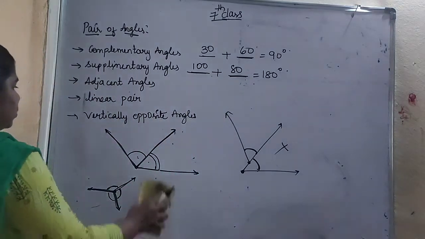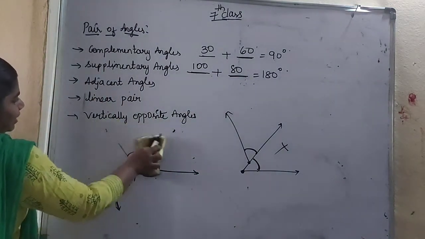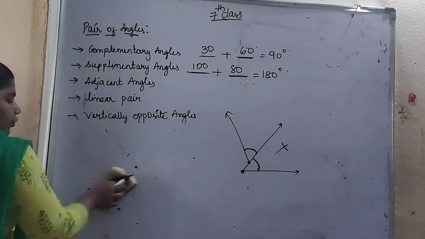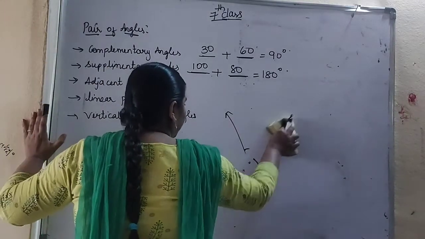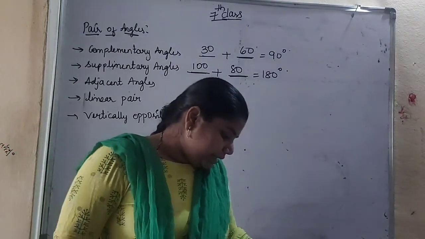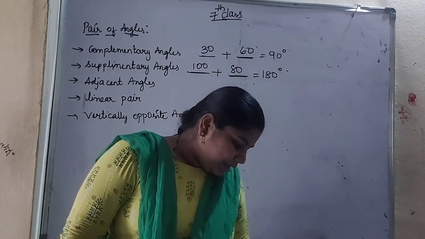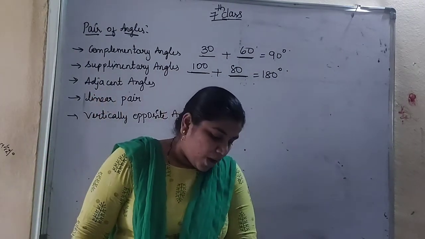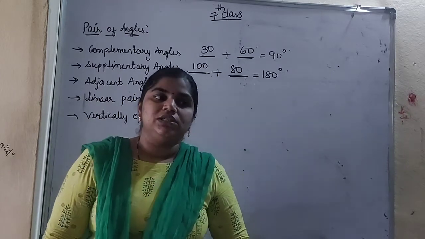Next is linear pair. So what do you mean by linear? Linear is nothing but a straight line. So here we are talking about linear pair. So what do you mean by linear pair? A pair of adjacent angles whose sum is 180 degrees, we will call it a linear pair.